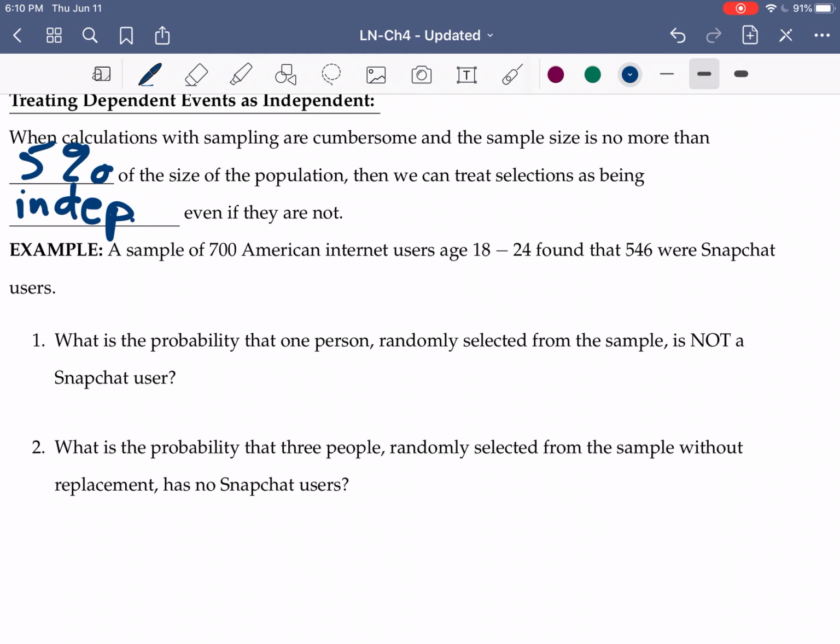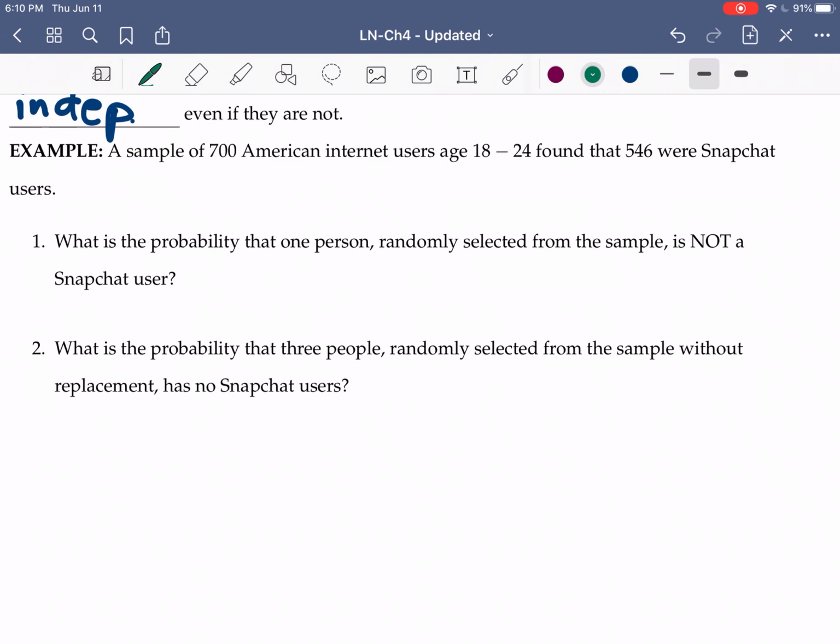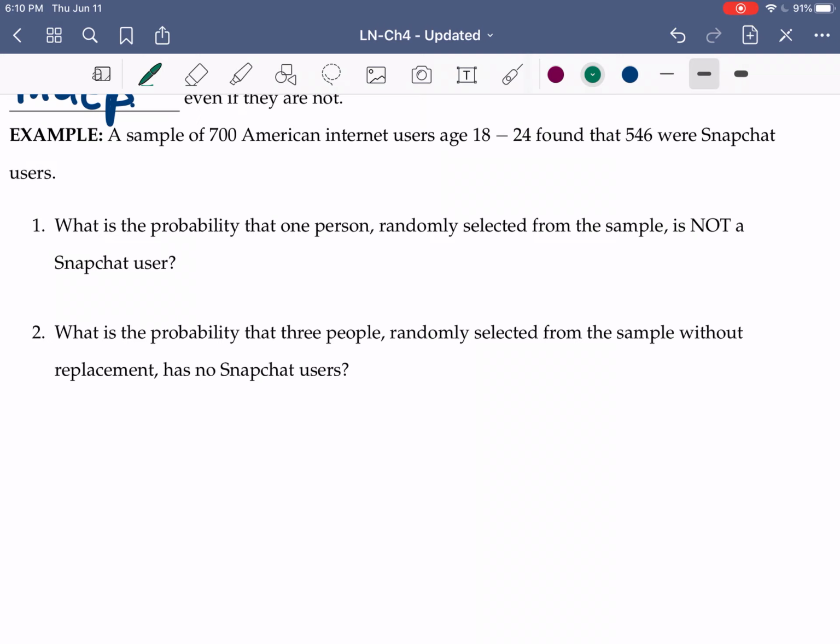So you might say, well, why does that matter? Well, let's look at an example and we'll see why that might be nice for us. So here's our example. A sample of 700 American internet users ages 18 to 24 found that 546 were Snapchat users. So our first question is this. What is the probability that one person randomly selected from this sample of 700 is not a Snapchat user?